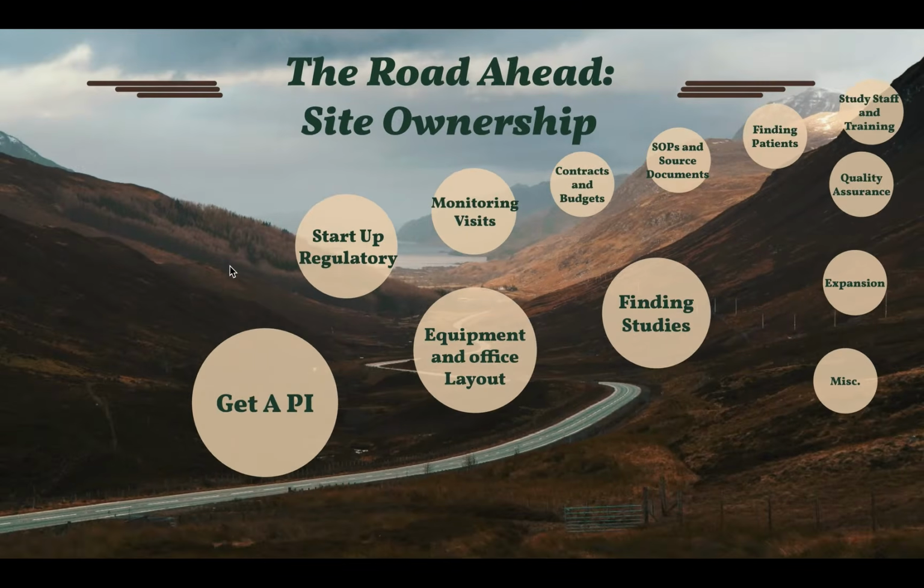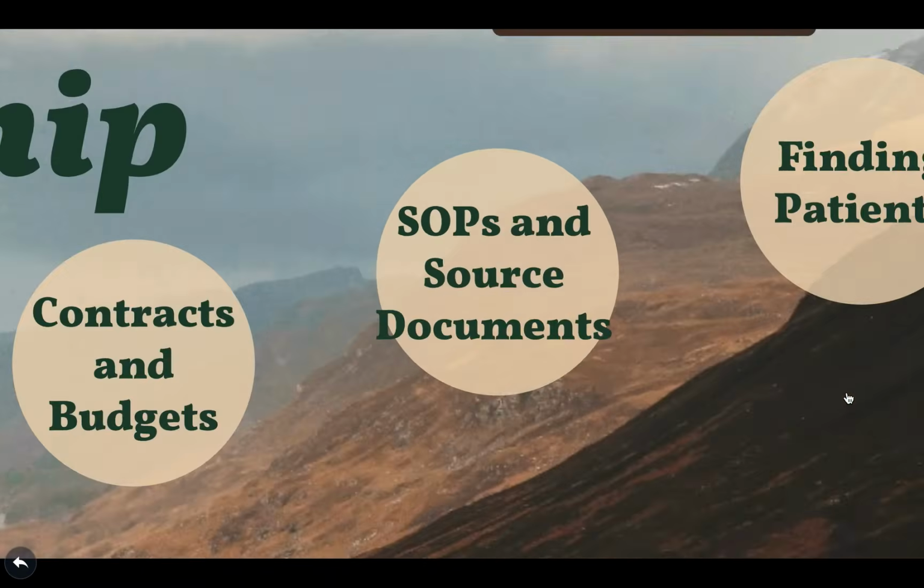So here we are. We are on SOPs and source, okay? And we're going to cover SOPs and source docs, finding patients, study staff and training, quality assurance, expansion, and then everyone's favorite, miscellaneous. I don't see number 6 on them now. No, I fixed them. I updated these Prezis. Because it did say number 6 before, right? Right. If you watch part 1, it'll say topic 6 for all of these. So now, let's get into it.